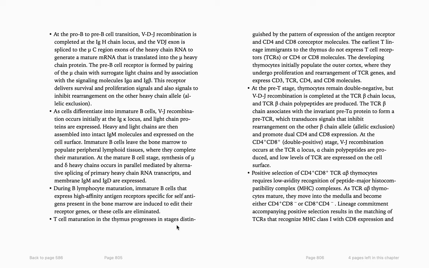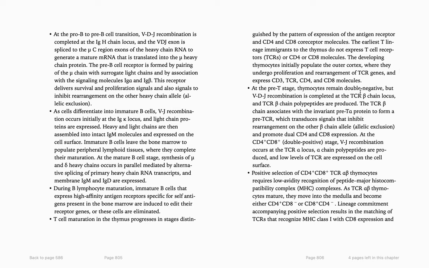T cell maturation in the thymus progresses in stages distinguished by the pattern of expression of the antigen receptor and the CD4 and CD8 co-receptor molecules. The earliest T lineage immigrants to the thymus do not express the T cell receptor or CD4 or CD8 molecules. The developing thymocytes initially populate the outer cortex, where they undergo proliferation and rearrangement of T cell receptor genes, and then express CD3, the T cell receptor, and CD4 and CD8 molecules.